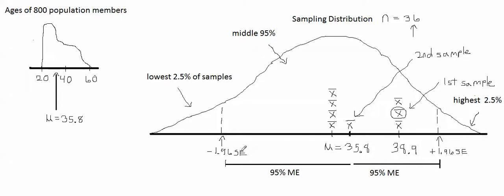So once we find out what the standard error equals, we can multiply the standard error by 1.96, and then that will actually tell us what the 95% margin of error is. So the steps to get the 95% margin of error are just to find out what the standard error equals, and then multiply that by 1.96. Now, the formula for the standard error is just the population standard deviation, meaning the standard deviation of all 800 people in the population, divided by the square root of the sample size.